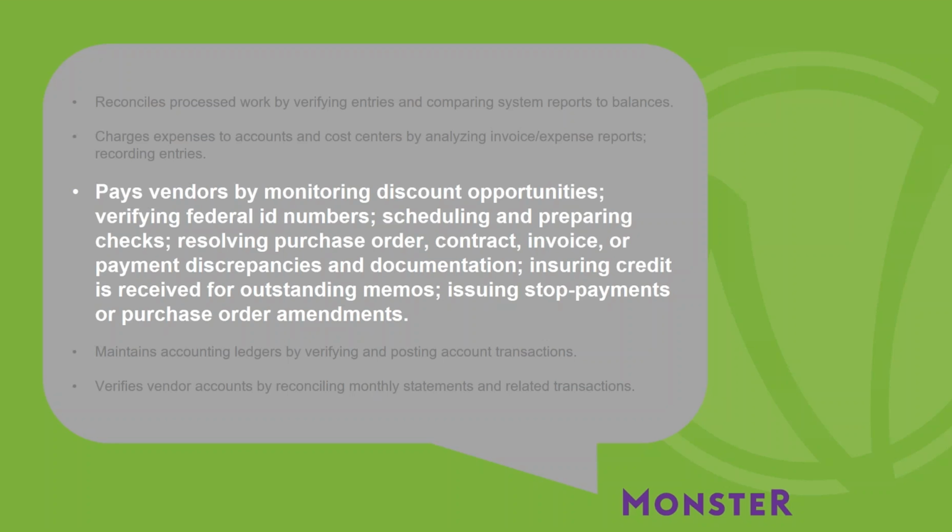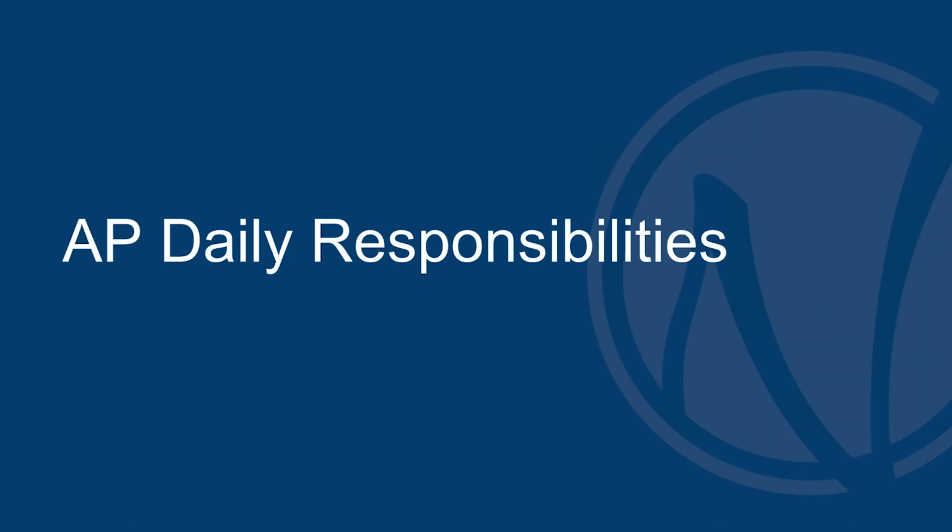Here's what a job description from Monster.com reads for a clerical position in accounts payable. In one bullet point, a person working AP is expected to pay vendors by monitoring discount opportunities, verify federal ID numbers, schedule and prepare checks, resolve purchase orders, contracts, invoices, or payment discrepancies and documentation, ensure that credit is received for outstanding memos, and issue stop payments or purchase order amendments. That's a giant mouthful for just one bulleted item. And that's why we're only going to focus on that one bullet point.